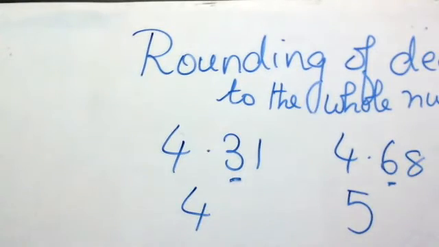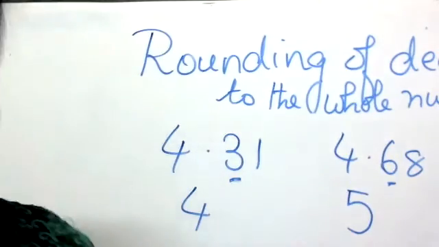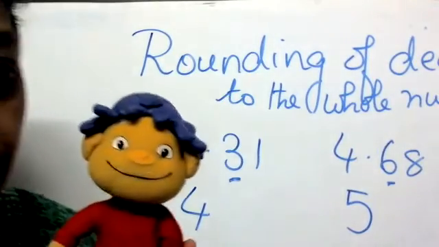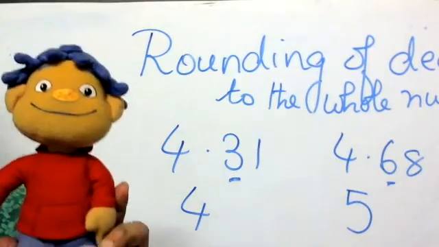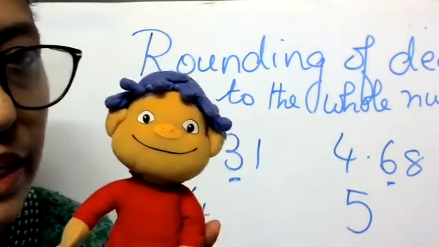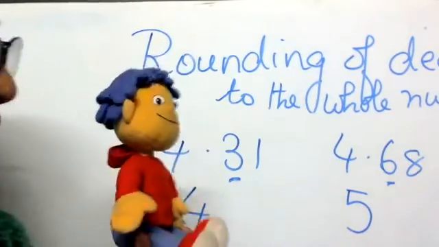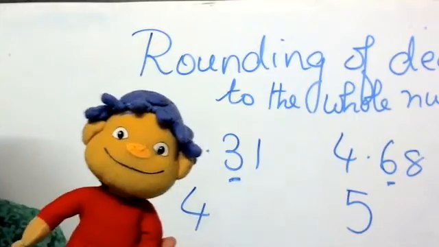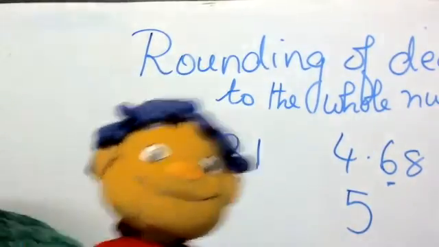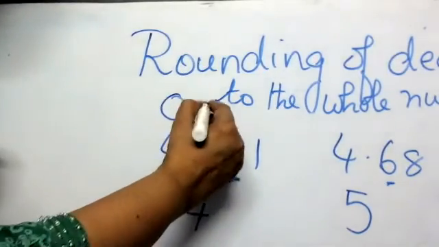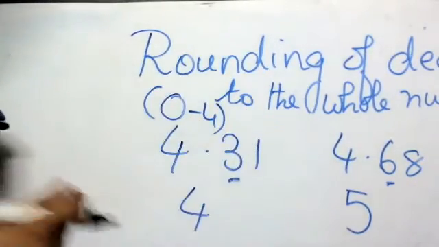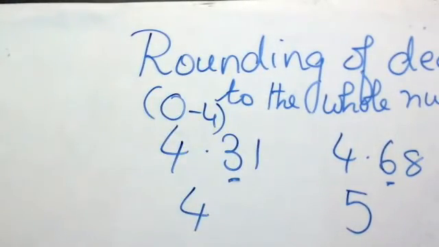So I hope you have understood this concept of rounding of decimals to the whole number. So Jack, we have understood this concept. So how do we round the numbers? We have to only look at the tens place and check if it is 0 to 4, or is it 5 or more than 5. Then we can round it to the whole number.